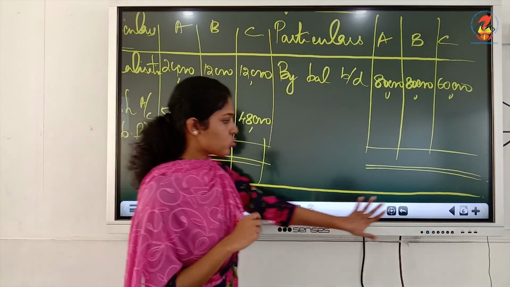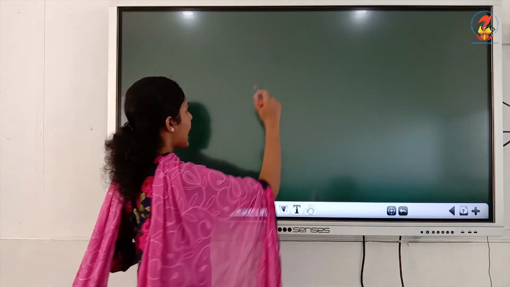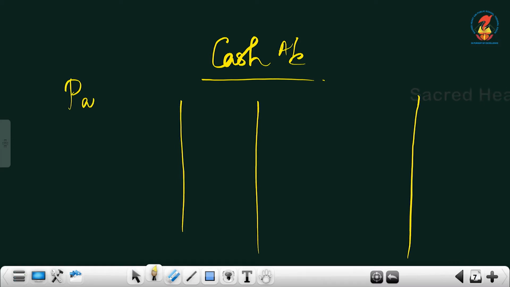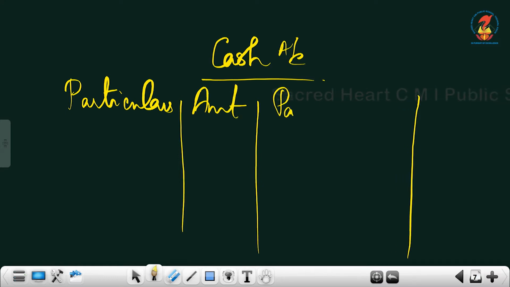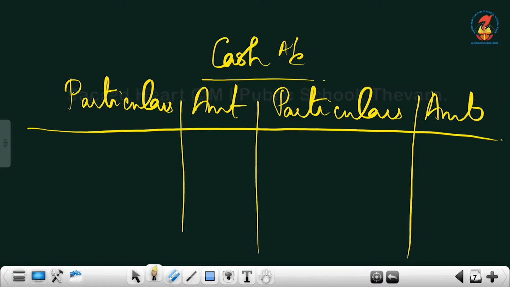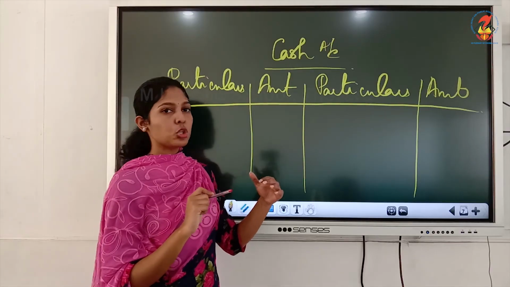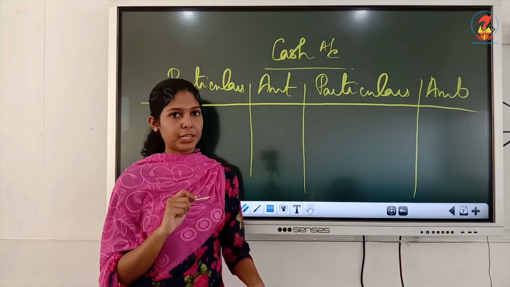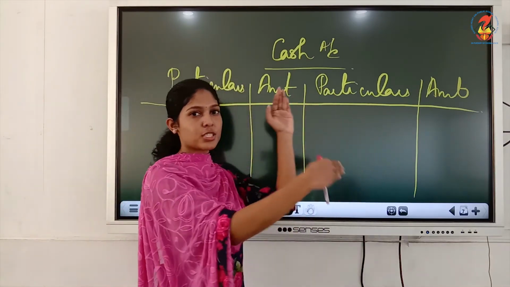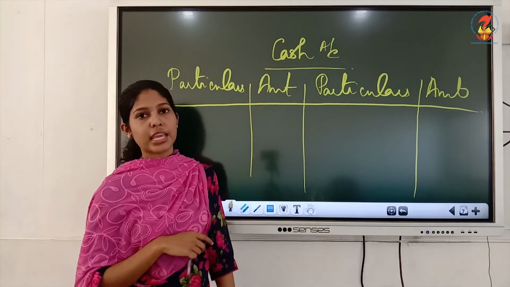Understood? The next one is, next what we have to do is cash or bank account. So the format is particulars amount, 4 columns, just like realization account. What you have to do is look into the realization account and partner's capital. If you have written 2 cash there, that should come to the opposite side. Just transfer to the opposite side. Then finally this account should tally.